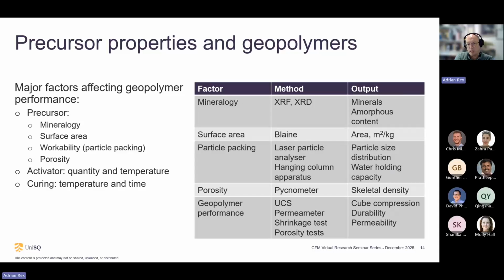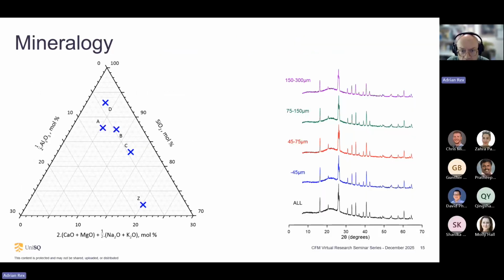So one of the questions I've been looking at is, we cannot cure at increased temperature, but what happens if the activator temperature is increased? How does that affect performance? The activator in this case I've been using is sodium hydroxide and sodium silicate. And of course, curing temperature and time, what are its effects on our performance? Right, let's look at mineralogy.